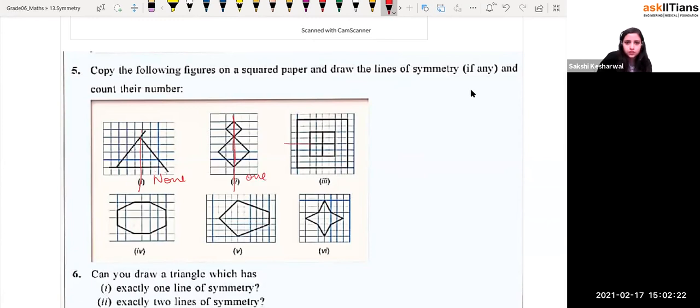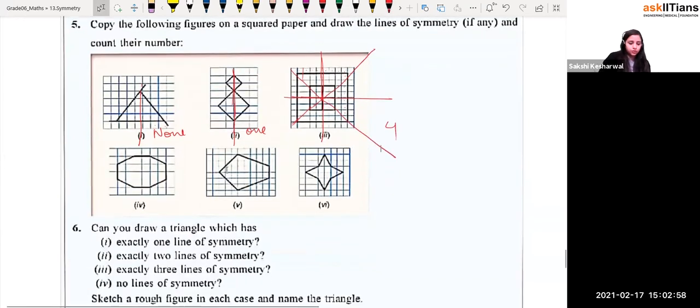Now let's see this. This is one for sure, and this is the second, right? And this one has 4 because this is a square. Let's check whether this is a square or not: 1, 2, 3, 4, 5, 6, 7, 8, and 1, 2, 3, 4, 5, 6, 7, 8. Yeah, 8 and 8, so this is a square. So it will have 4 lines of symmetry, right? From here to here. Now let's come to this one.